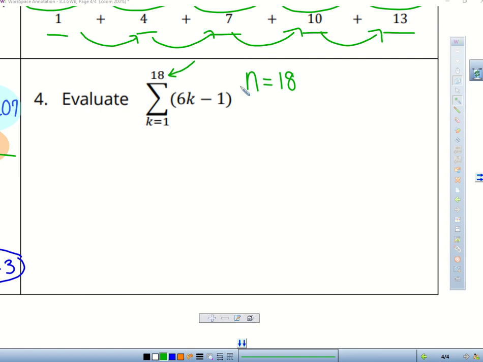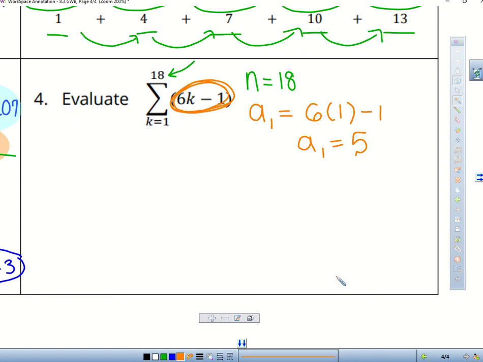Okay, so your n is 18, and now we're going to find the first term. How you find the first term, if you don't know it, is you plug 1 into this right here. So you're going to plug in 1 for k. So that's going to be 6 times 1 minus 1. So your first term is what? 5. Good.